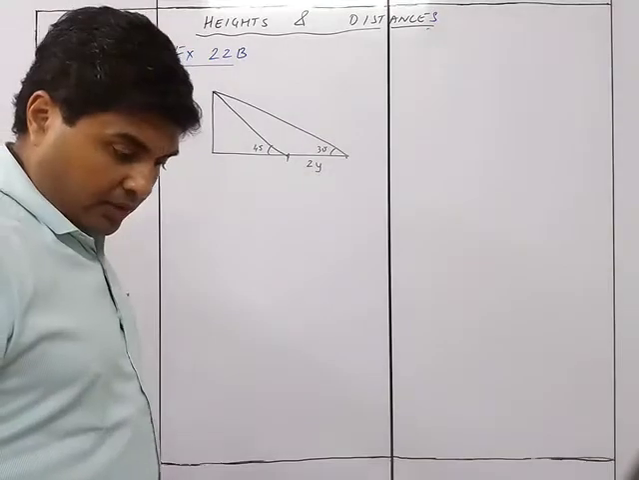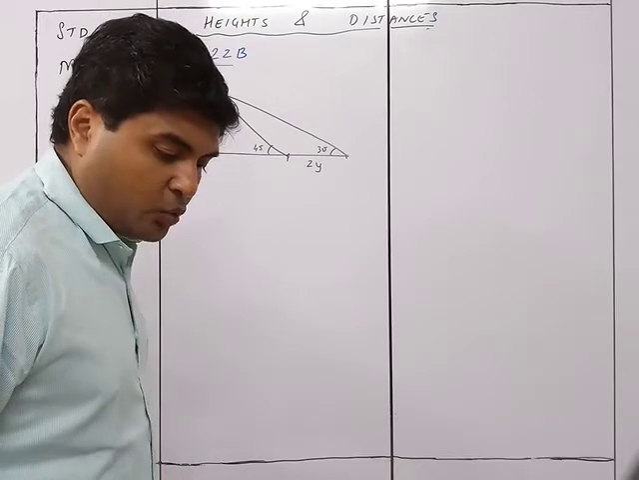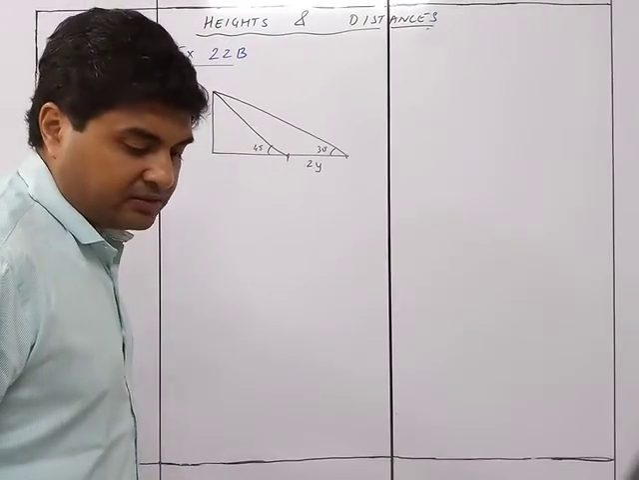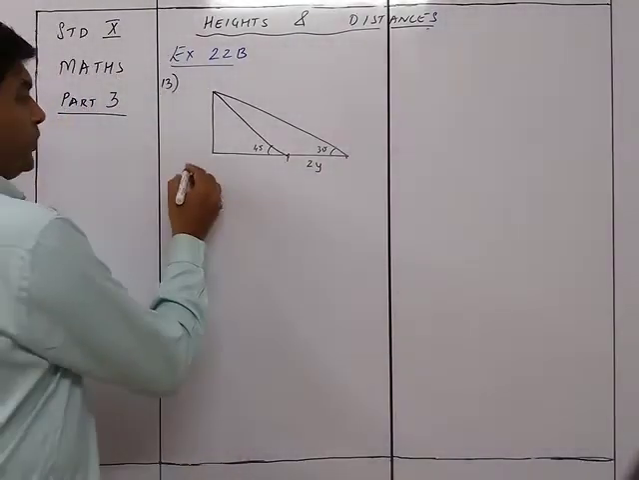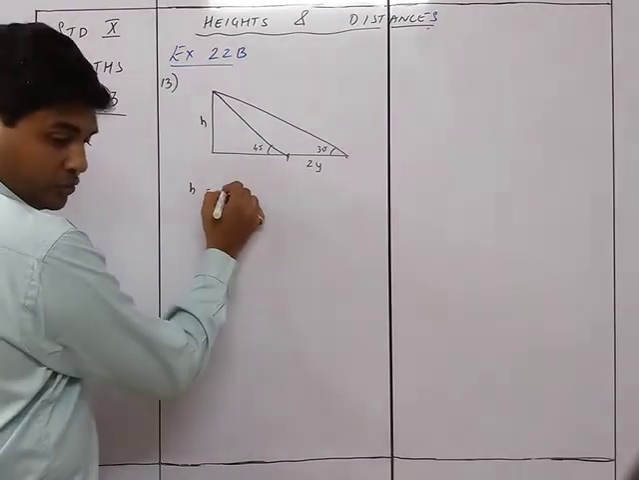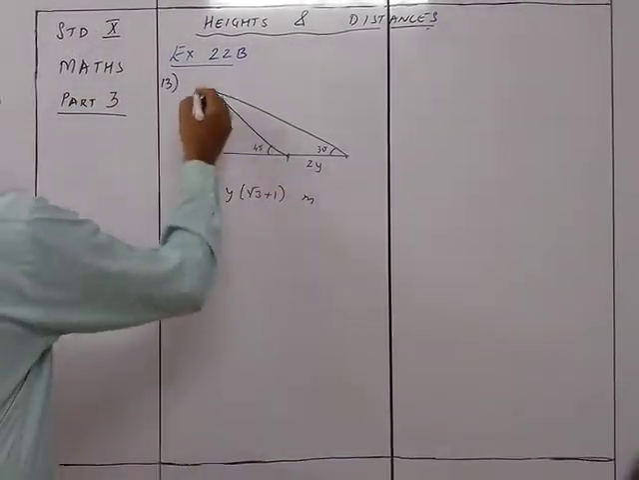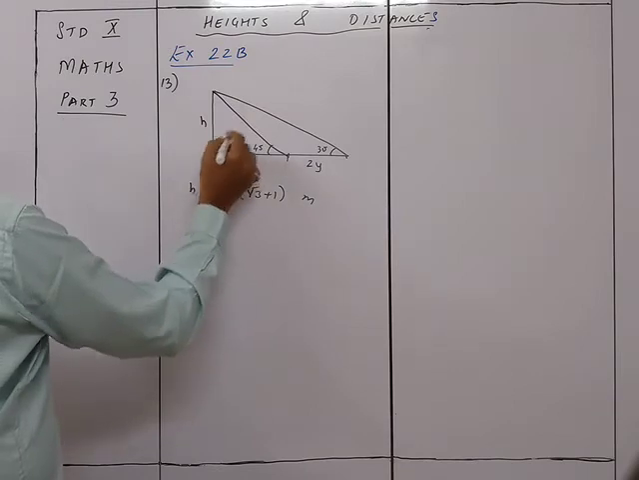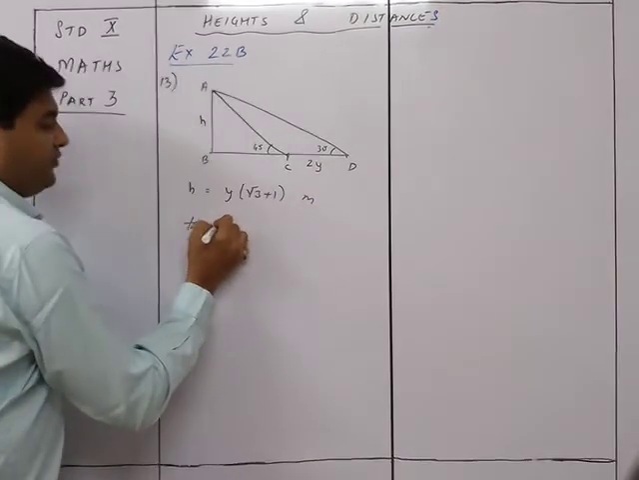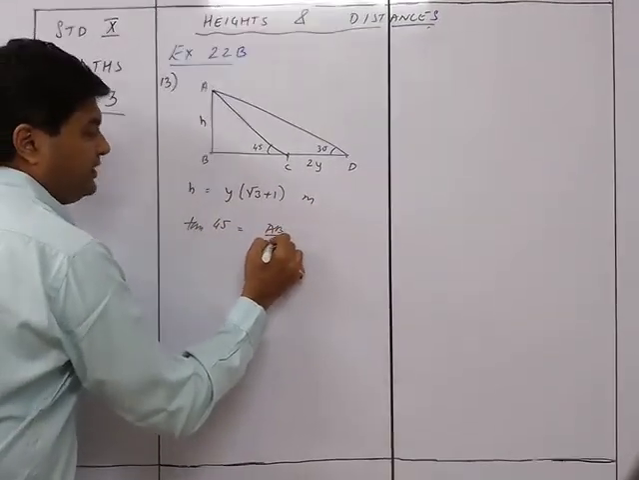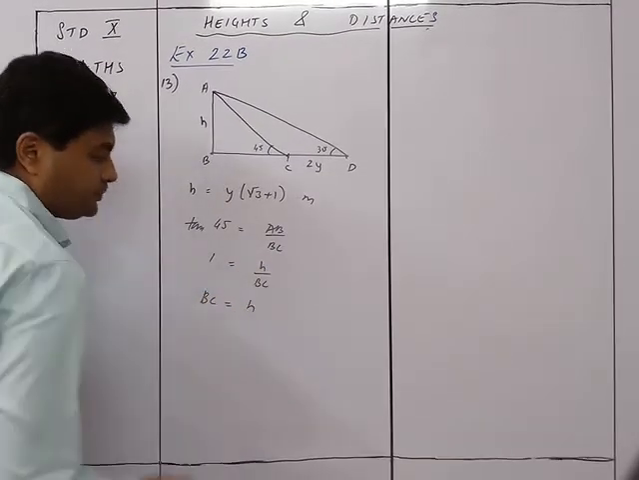in the second case. So the length of the shadow is found to be 2y meters longer when the sun's altitude is 30 degrees than when it is 45 degrees. So prove that the height of the tower is y. So we need to prove that h over here is equals to y into root 3 plus 1 meters. Okay, we have over here this as 45. So this is A, B, C and D. So tan 45 is equals to AB upon BC. That's 1 is equals to H upon BC. Therefore BC is equals to H.